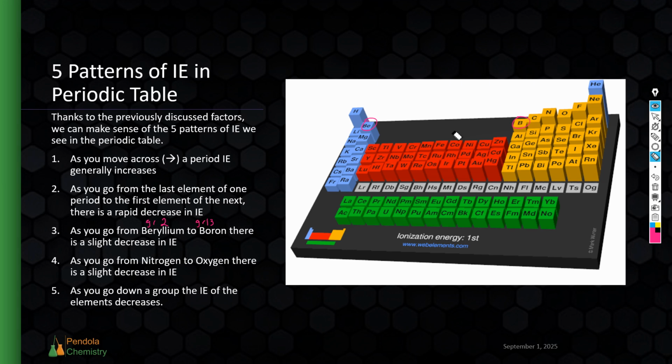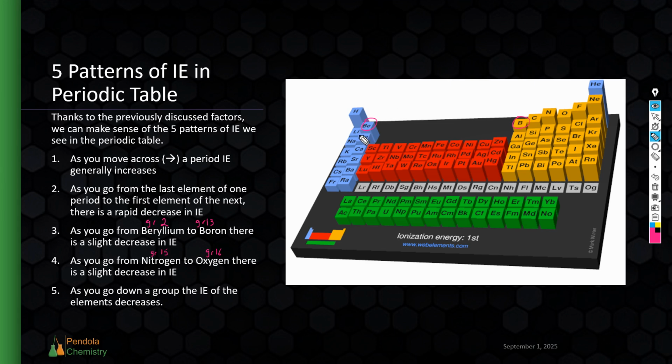Next, we have that as you go from nitrogen to oxygen, so this is another exception, or better put, from group 15 to group 16. From nitrogen to oxygen, or from group 15 to group 16, there is going to be a slight decrease again in ionization energy.